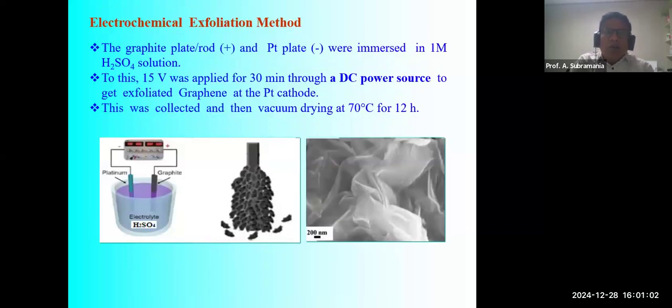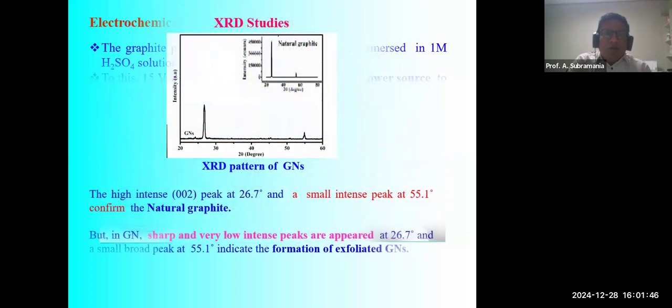Then the electrochemical exfoliation method. By using this simple electrochemical exfoliation method, you can prepare graphene from graphite. For that, you have to use a graphite rod as the positive anode and a platinum plate as the negative electrode. These two electrodes are immersed in 1 molar sulfuric acid. By applying 15 volts for 30 minutes, the graphite will undergo exfoliation to get the graphene at the cathode as a deposit. From that, you can collect it and vacuum dry at 70 degrees centigrade for 12 hours.